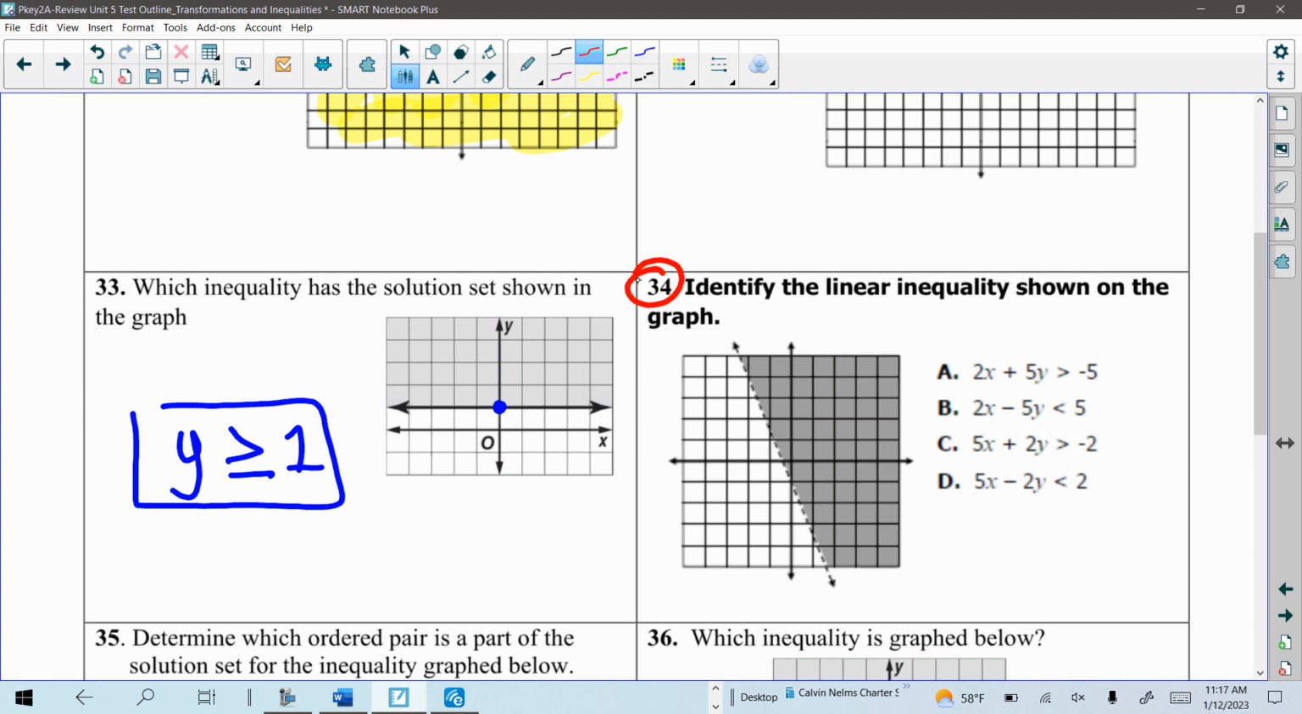Try to find the y? Okay. Is that where you're starting? Oh, each answer choice? Okay. All right, so if you do minus 2x, this becomes 5y is greater than negative 2x minus 5. Then you have to divide by 5. Oops, I forgot my x.